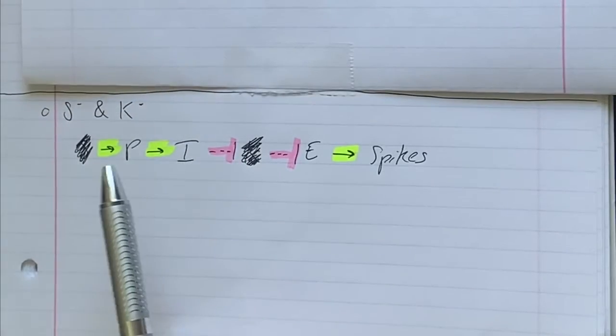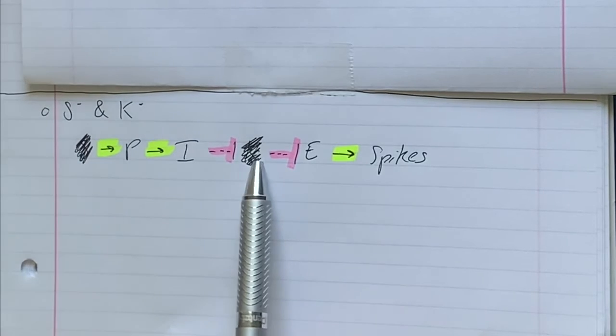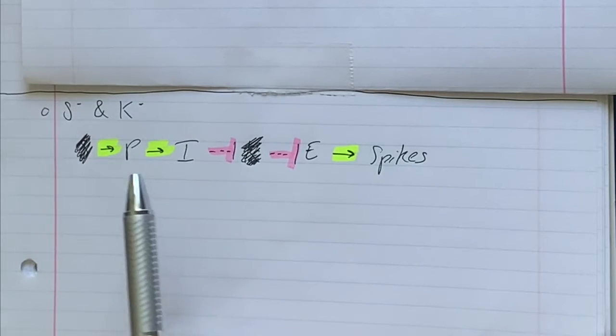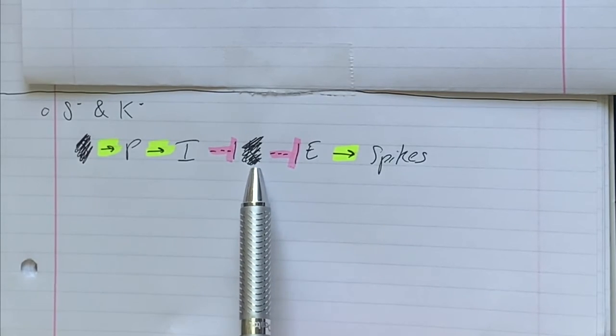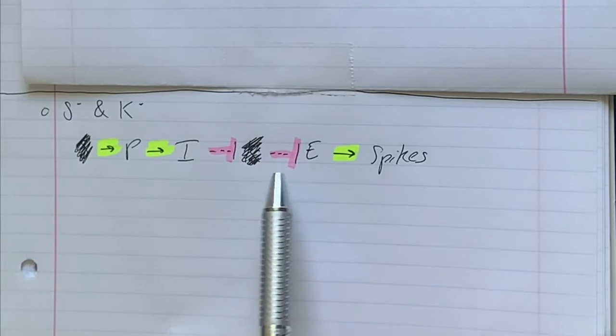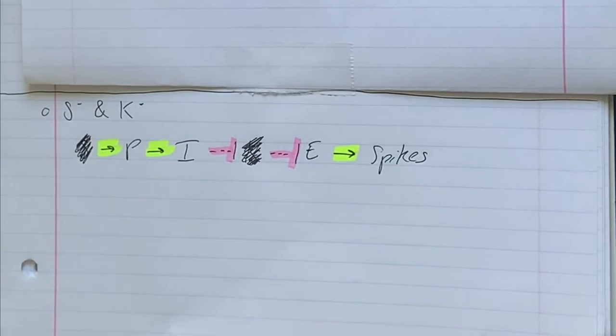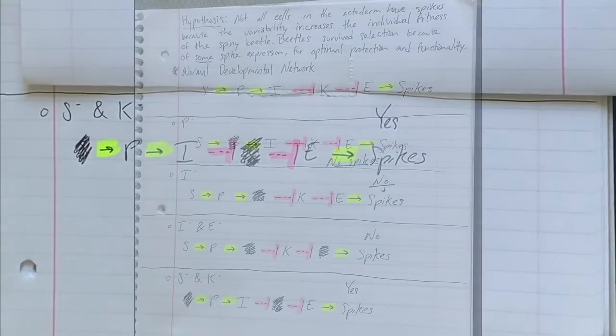Our fourth and final mutant strain is going to be mutant for S and K. I've gone ahead and scribbled them out. And so while we won't be able to produce P or I to inhibit K, K won't actually be present to inhibit E. So we will be able to produce functional E genes that aren't inhibited by K, so we will be able to produce spikes. So yes, spikes will be produced in our fourth mutation scenario.